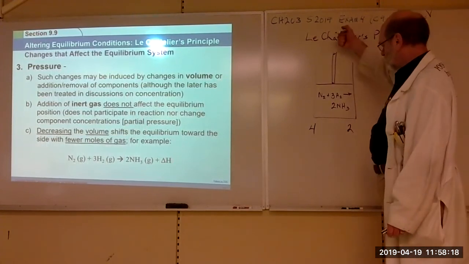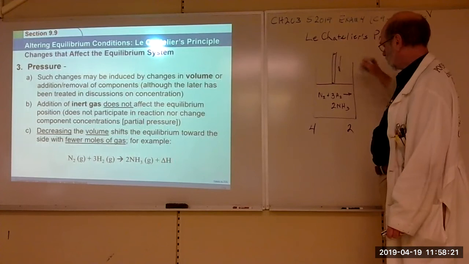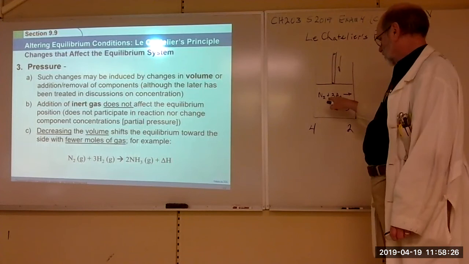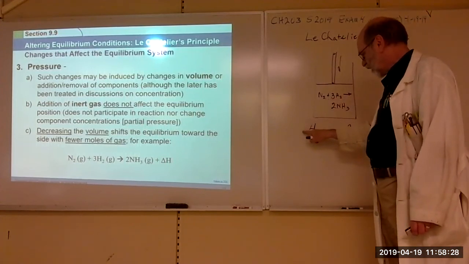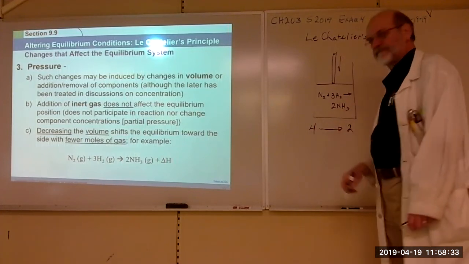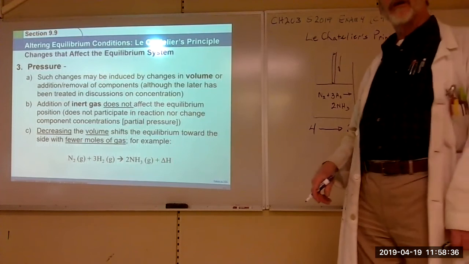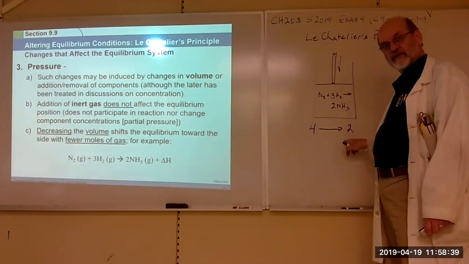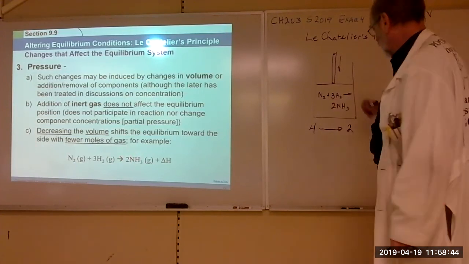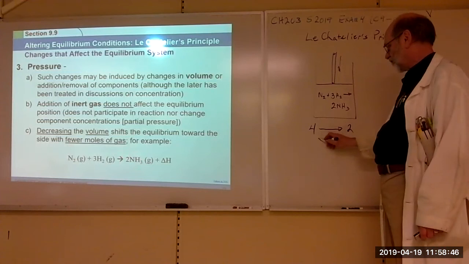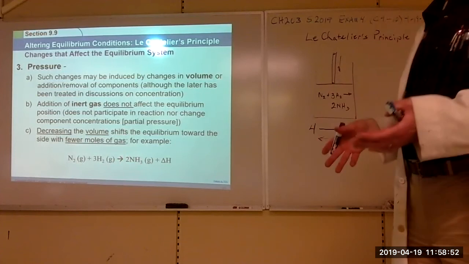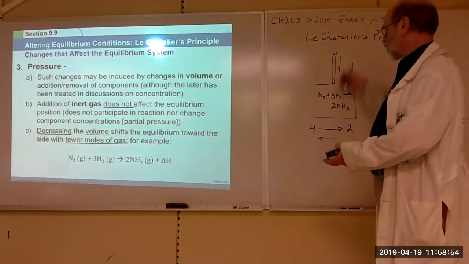So what if we decrease the volume? We increase the concentration. And we give less space available for these, so they go that way. They reduce the pressure by making fewer moles. So increasing the pressure will drive this reaction to the right, whereas decreasing the pressure will drive it the other way. Right? So the total number of moles of gas is the determining factor for what happens when we change the pressure.